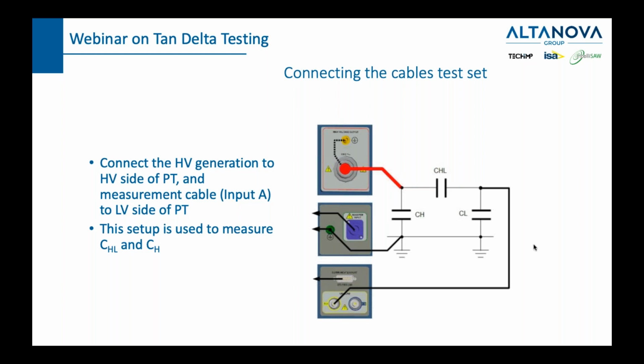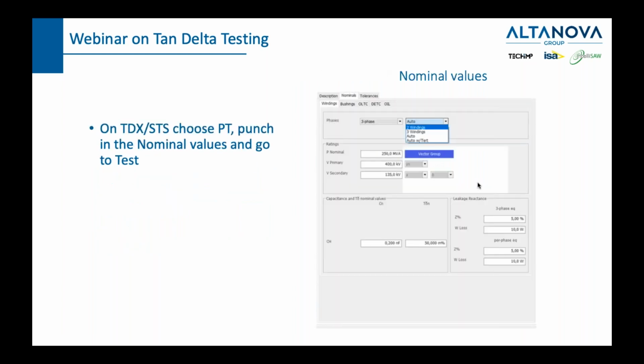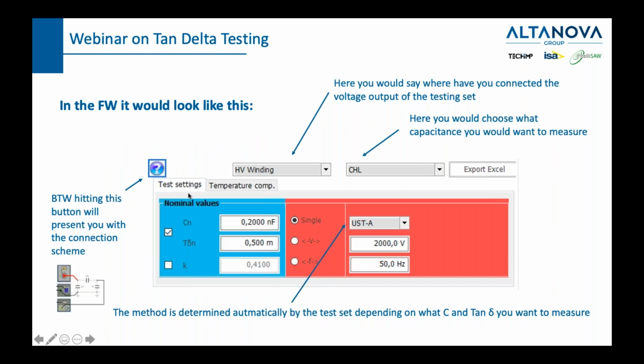So the capacitance between the high voltage and the ground, and the capacitance between the high voltage and the low voltage winding. Then we go to our firmware. In the nominal values, we say 2 windings transformer. We punch in the nominal power, the primary and the secondary voltage, and off we go to the firmware for tan delta measurement. We made this firmware very user-friendly.